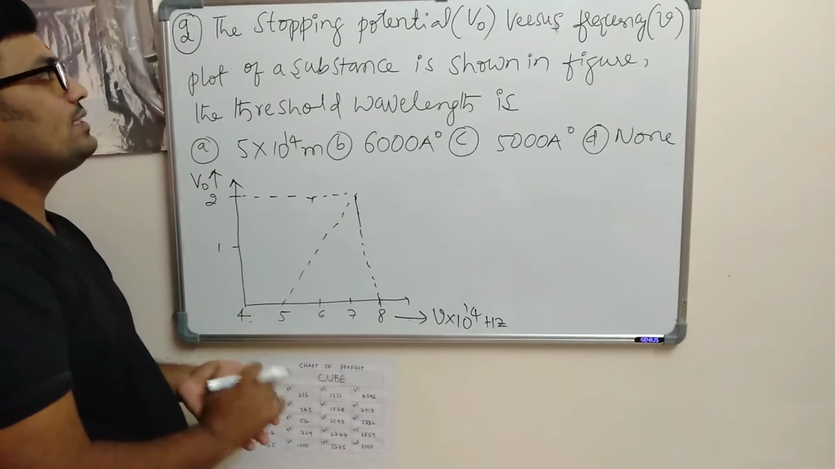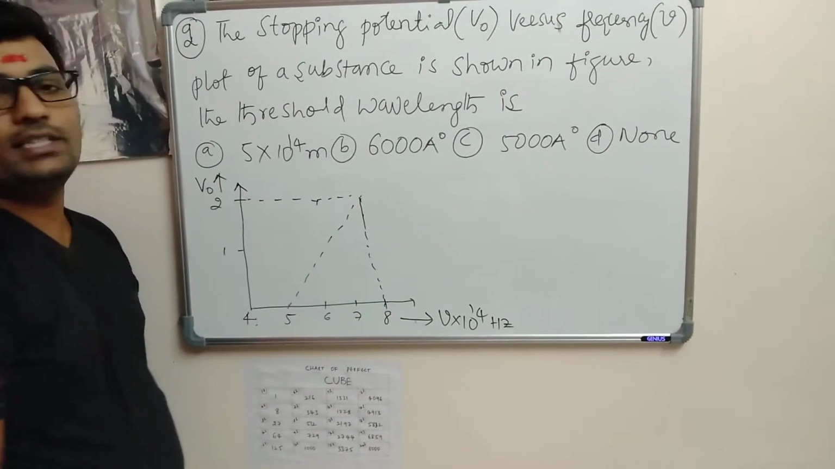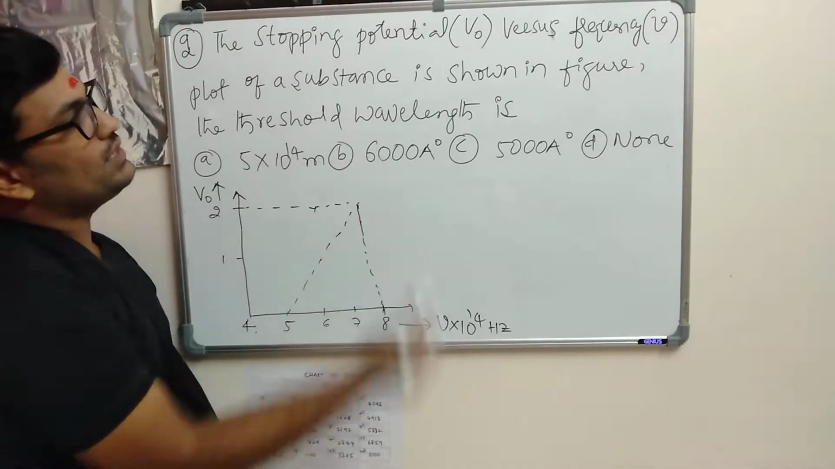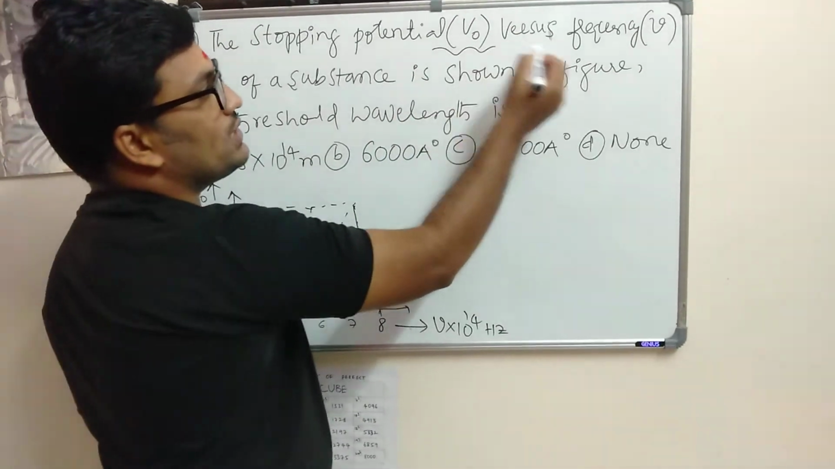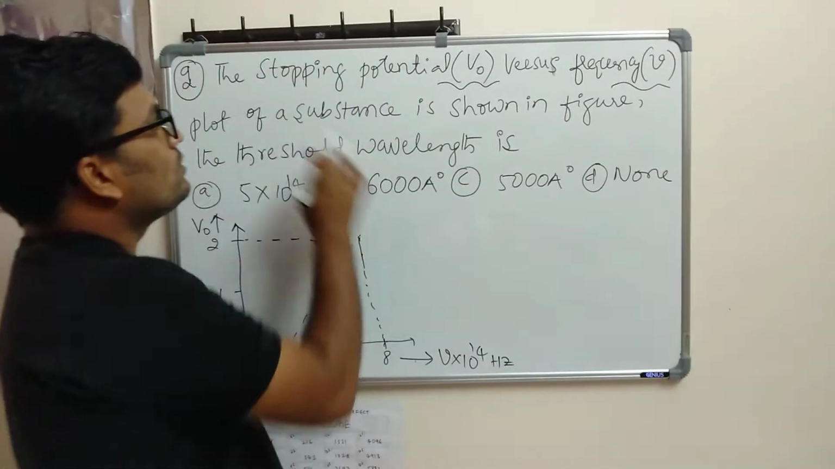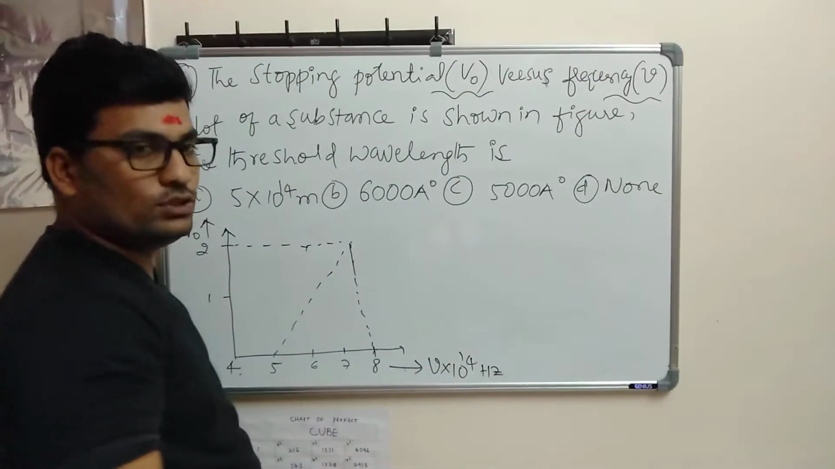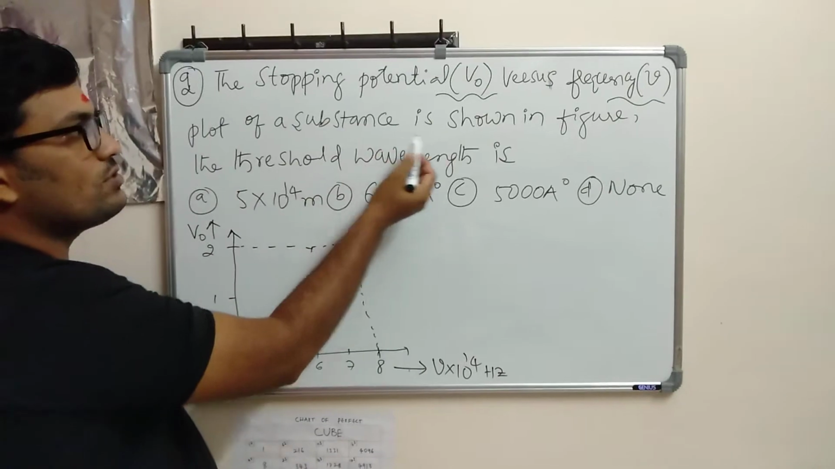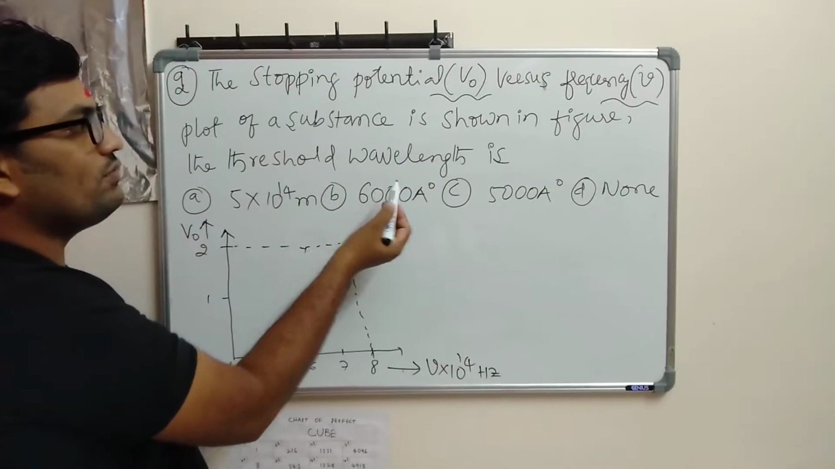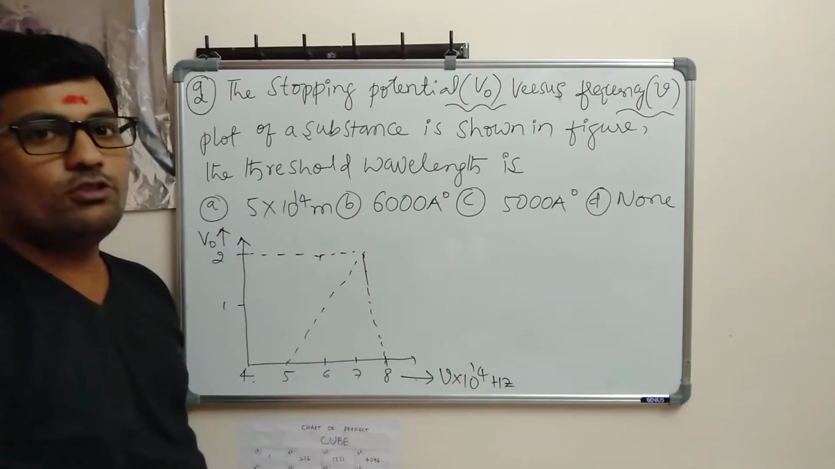Yes. Next, the stopping potential. Next question, you see. The stopping potential is given versus frequency. So stopping potential V0 versus frequency nu, applied to the substance as shown in the figure. The threshold wavelength is, so he is asking you the wavelength.